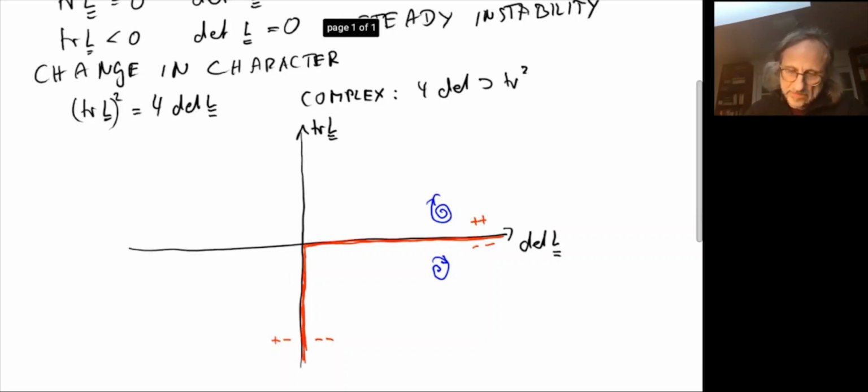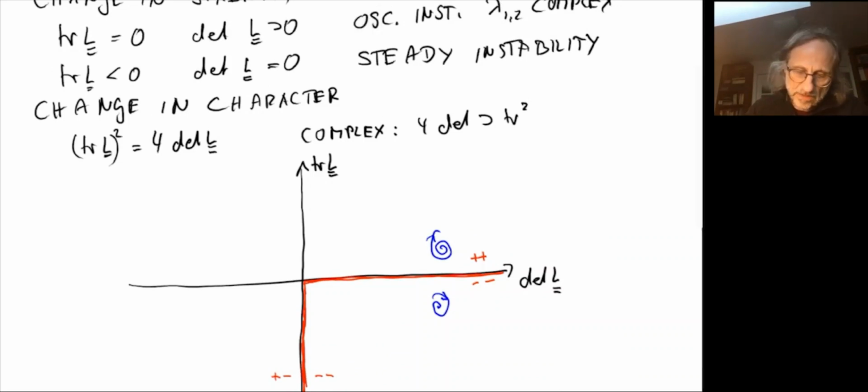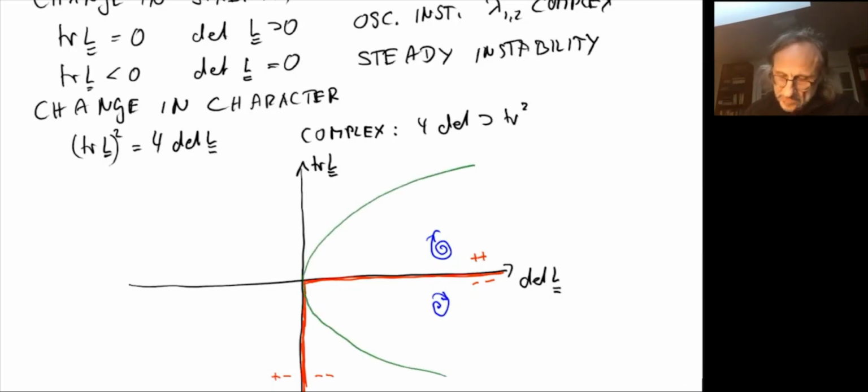And then finally, we have this line here where the character of the instability changes. That's when the trace squared is 4 times the determinant. That's a kind of parabolic shape. It looks like this. And on this line, we have both eigenvalues equal. So we have lambda 1 equals lambda 2, a degenerate eigenvalue. That's when the character changes from spiral to not oscillating. And that's this degenerate eigenvalue I said before, where we have one proper eigenvector and one generalized eigenvector.